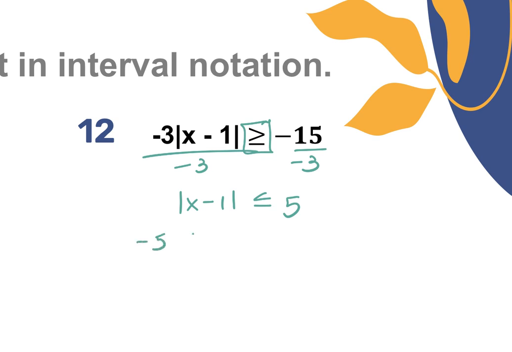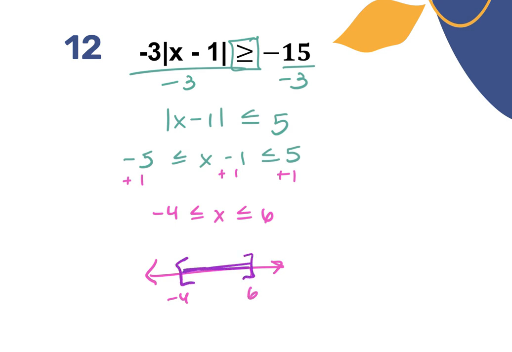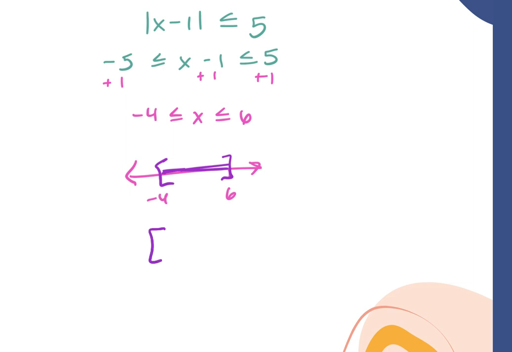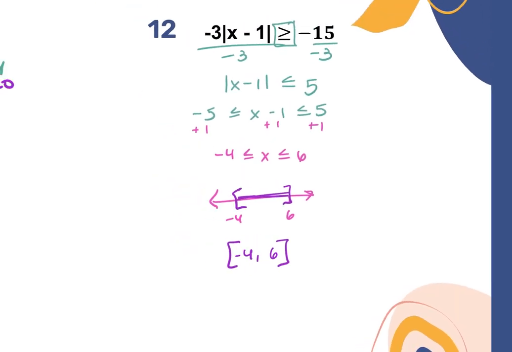So negative 5 is less than or equal to x minus 1, which is less than or equal to 5. Add the 1 in all three spots, and I get negative 4 is less than or equal to x, which is less than or equal to 6. So I'd get from negative 4 to positive 6, brackets on both, shaded in between. Raise your hand if you got that one right. Okay, good. Questions so far?